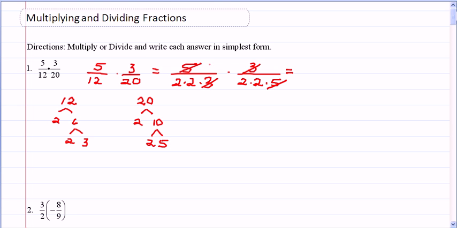Since there isn't anything left on top, then your numerator is just 1. I have 4 2's in the denominator, so 2 times 2 times 2 times 2 is equal to 16. So my final answer is 1 over 16.